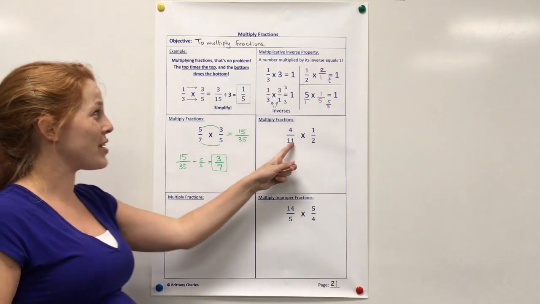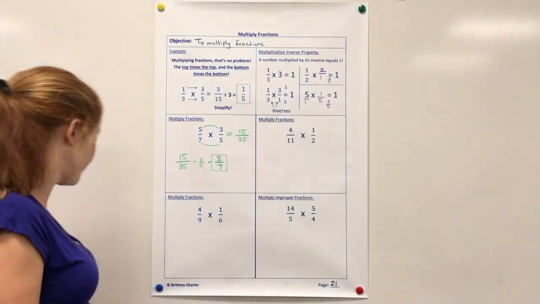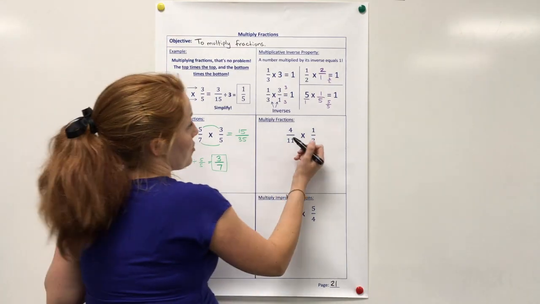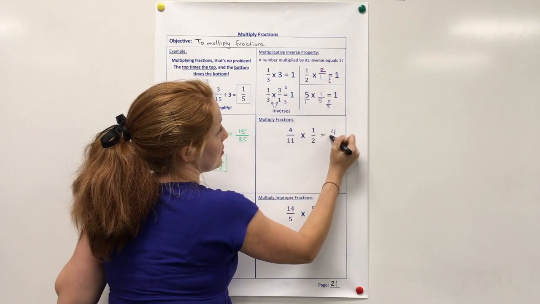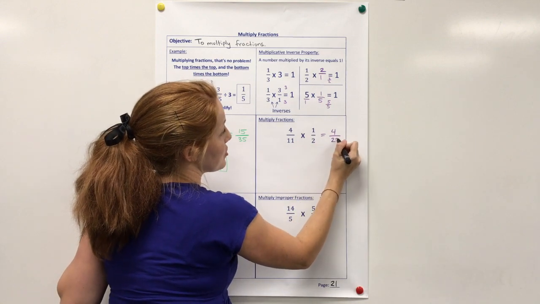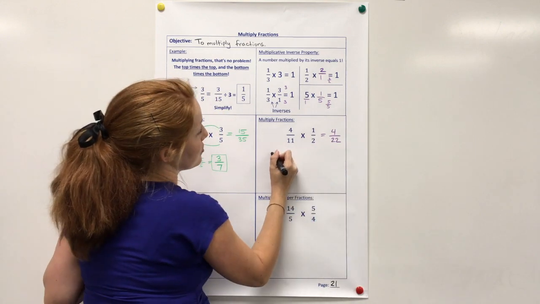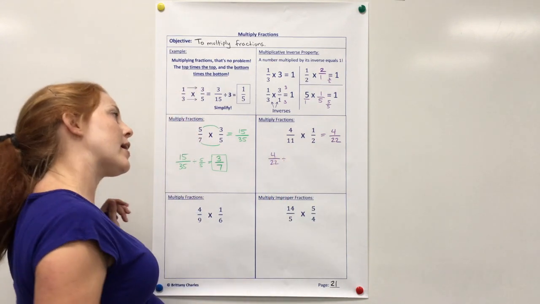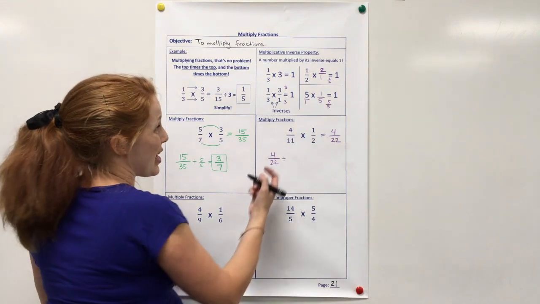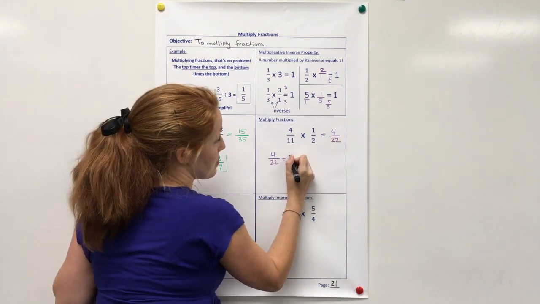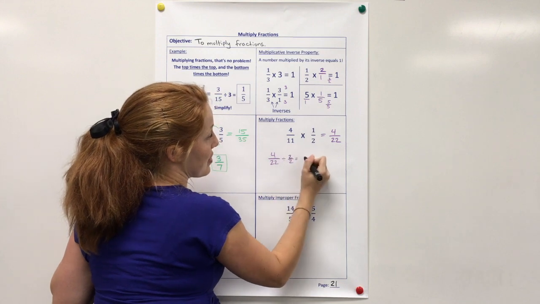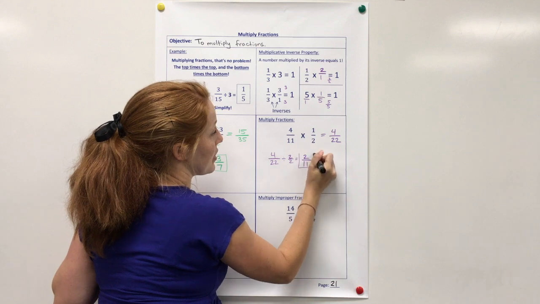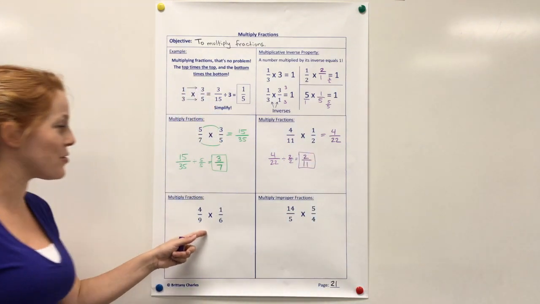All right, go ahead and try the next one. 4 times 1 is 4. 11 times 2 is 22. Now I need to reduce. Okay, well, I know they're both even, so 2 would work. And 4 doesn't go into 22, so 2 is going to be my best option. And that's going to be 2. And that's going to be 11. And I'm done. All right, go ahead and do the next one.